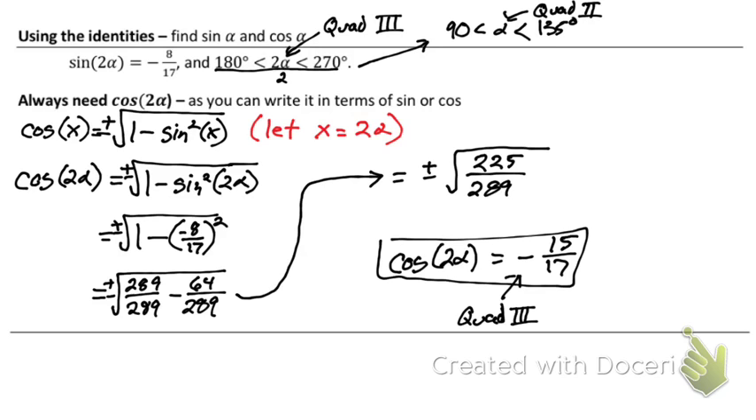All right, so once again, every time we have 2 alpha, you have to find cosine 2 alpha first. The next thing we're going to do is find cosine alpha. We can find cosine alpha because if you look at your identity sheet, cosine of 2 alpha equals 2 times cosine squared alpha minus 1. That means if I solve for this, I'll know what cosine alpha equals.